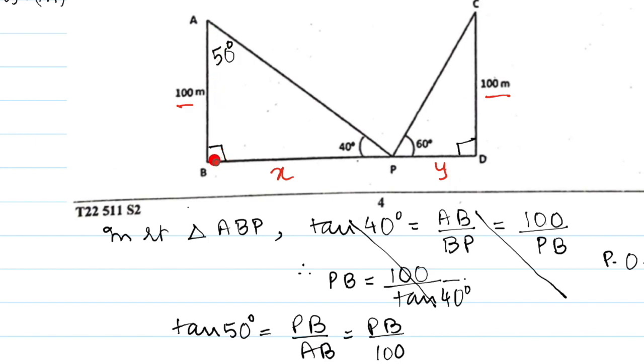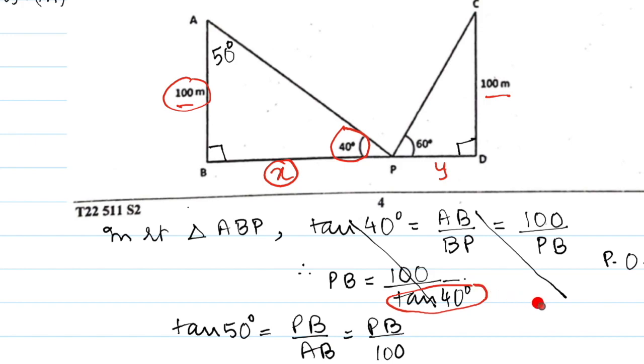So for our solution, we'll have triangle ABP. In right triangle ABP, we will connect this with this and we use this angle. Now if we take this 40, can you see tan 40? I wrote it as AB upon BP, correct? Which comes out to be 100 upon BP. And if you cross multiply, you'll get PB here and 100 upon tan 40.